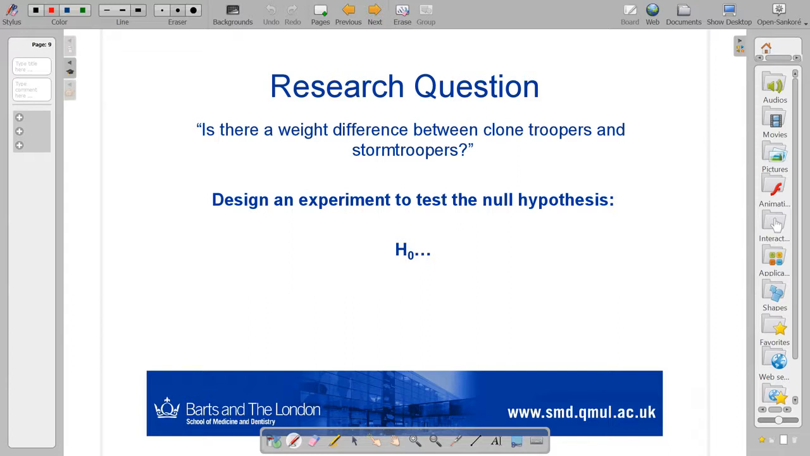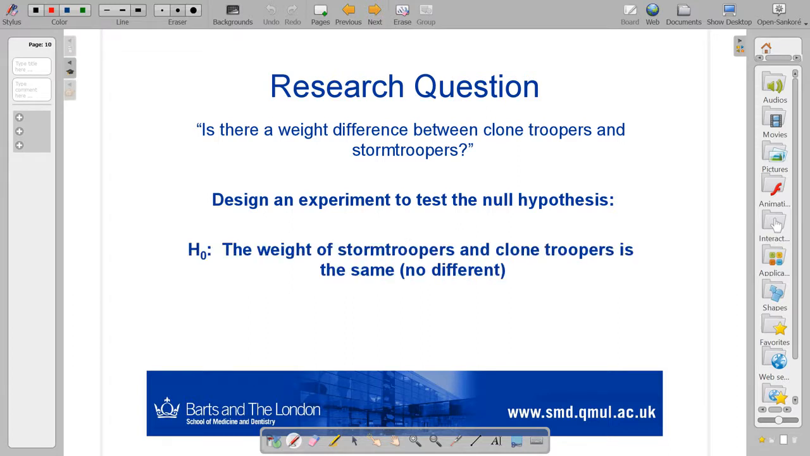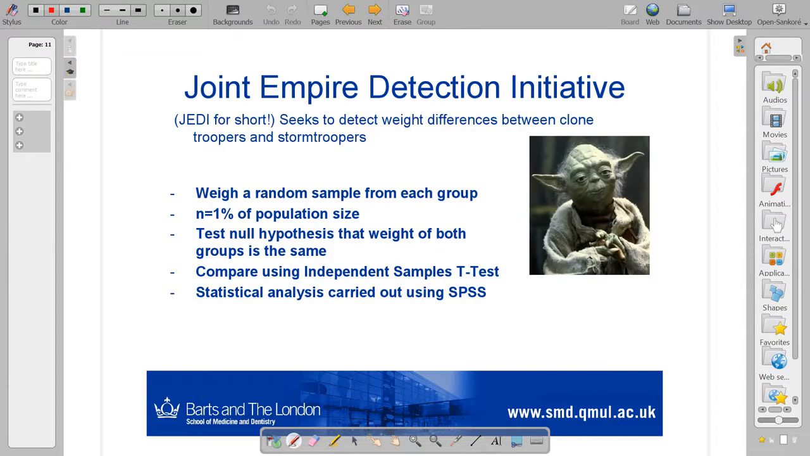So we have two groups, which I've called stormtroopers and clone troopers. And we're saying the null hypothesis is that they have the same weight. We're going to test it using an independent samples t-test, because we're assuming these samples are independent. We haven't taken one group of things and made a change to it. We have two independent groups.